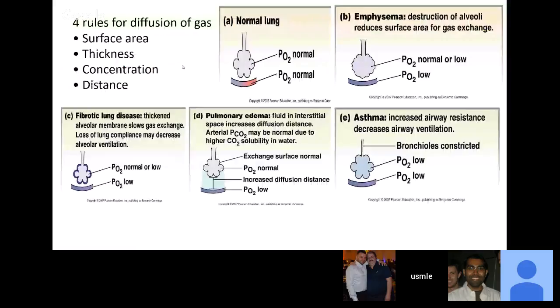The rules of diffusion of gas are very important to understand. This is about making you understand how the oxygen will be exchanged between the alveoli and the capillaries. You're going to have four main aspects: surface area, thickness, concentration, and distance. All of this, once again, is between the alveoli and the capillaries.